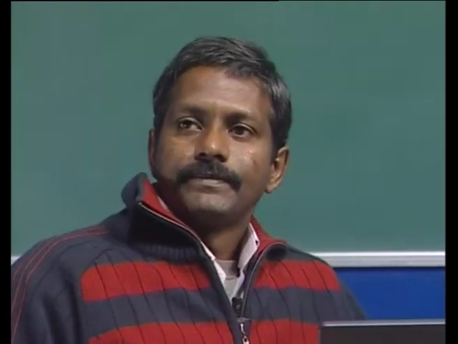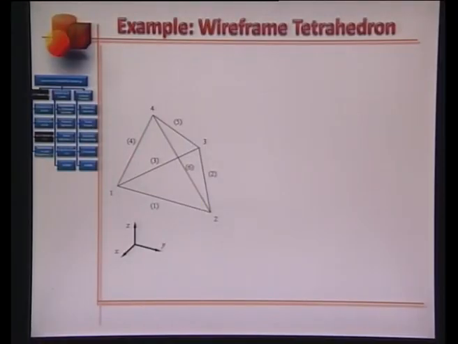A few examples here. A wireframe tetrahedron. You can mark or identify 4 vertices: vertex 1, 2, 3, and 4. You can also identify edges with numbers within parentheses. Edge 1, edge 2, edge 3, edge 4, edge 5, and edge 6. At this time, faces are not identified.